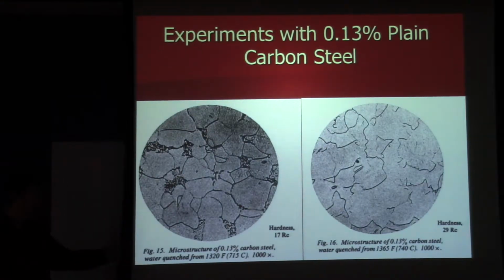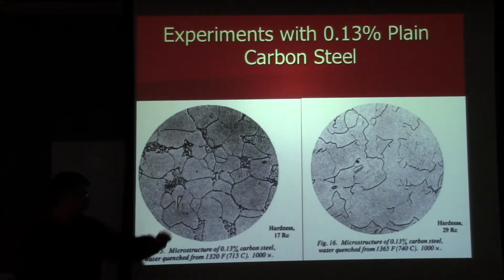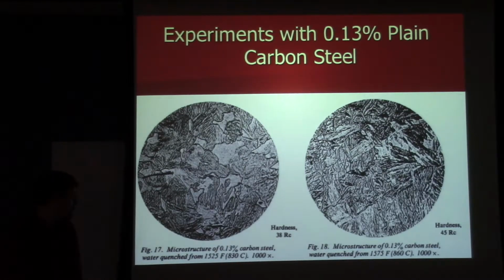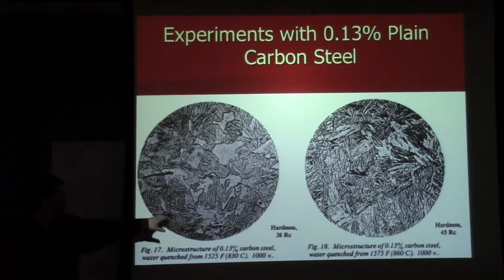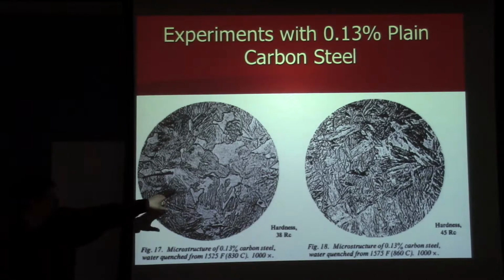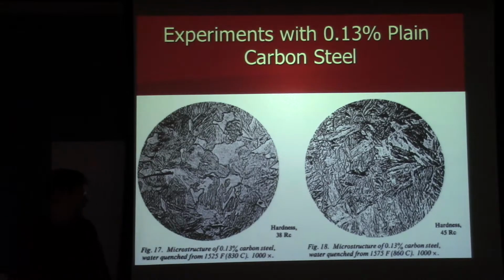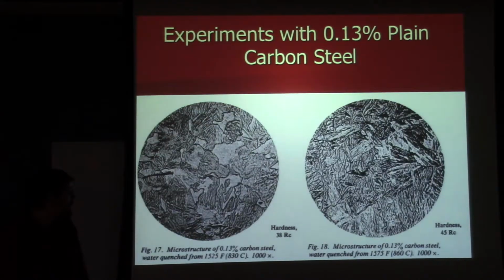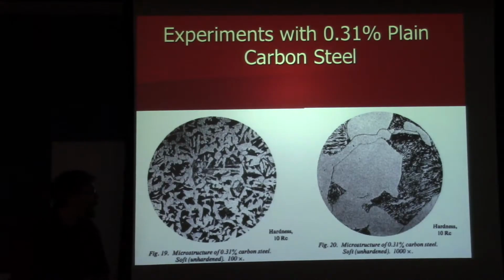So he heats this up, he quenches it, and he gets some increases in hardness. He goes to higher temperatures, and again, increases in hardness. Here we're up to 1525. And now we're at Rockwell 38. We see this structure is quite different. These two here are somewhat similar, but quite different from what we started with. On the right-hand side, he's all the way up to 1575, and he got a Rockwell hardness of 45. And so he stopped there, and then he added another composition, this time 0.31.